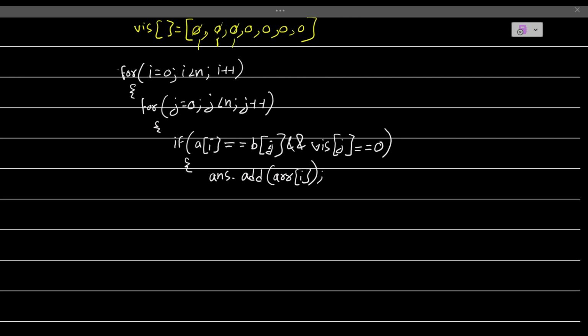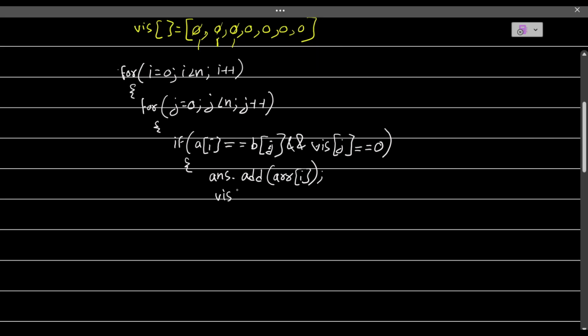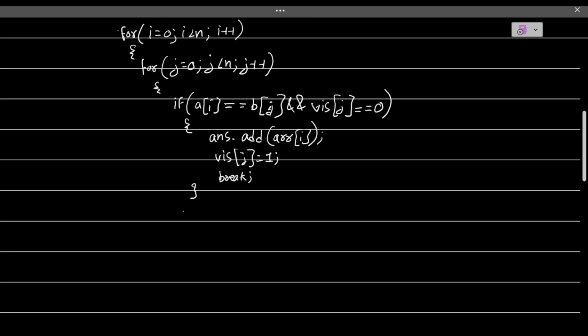Then I say visited array should be marked as 1, and I probably break out, right? Okay, and I'm going to write another condition.